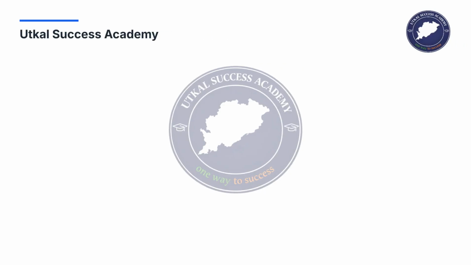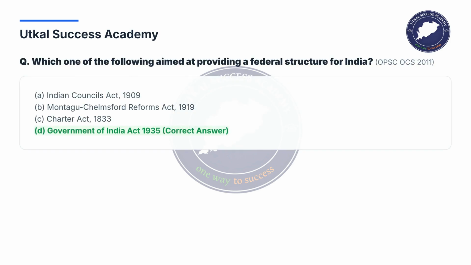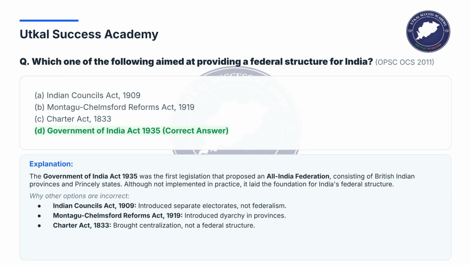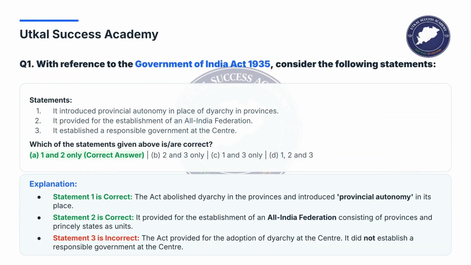Which act aimed at providing a federal structure for India? It was the Government of India Act 1935, which proposed the All India Federation, laying the groundwork for the modern federal structure. Statements 1 and 2 regarding the 1935 Act are correct. It introduced provincial autonomy and provided for the All India Federation. However, Statement 3 is incorrect, as the Act introduced diarchy, not responsible government, at the center.